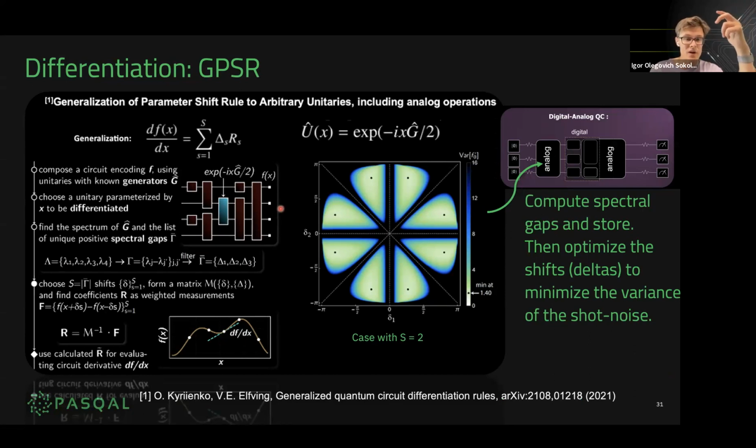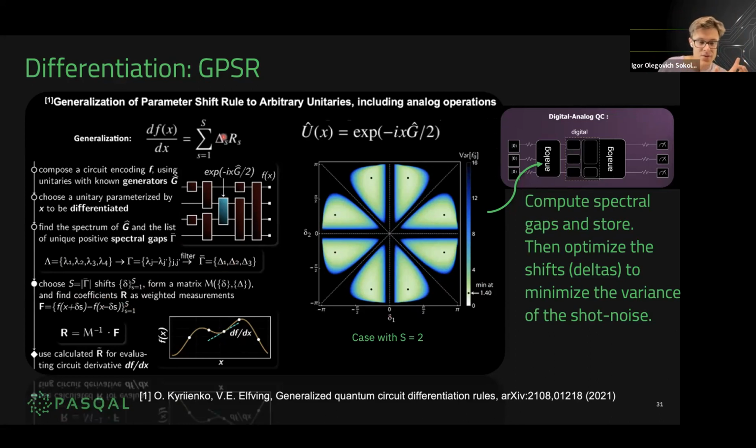And what it basically boils down to is having a generator, just a matrix. You compute these eigenvalues, you compute the differences between them, so you get the gaps. And based on those gaps, you can then define a free parameter, which is this certain delta. So that, as previously was pi over 2, here is delta 1, delta 2. These are two free parameters that you can still tune.